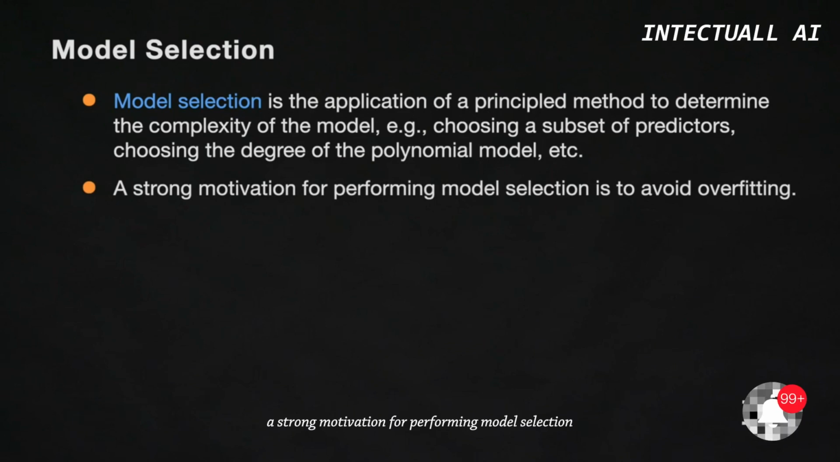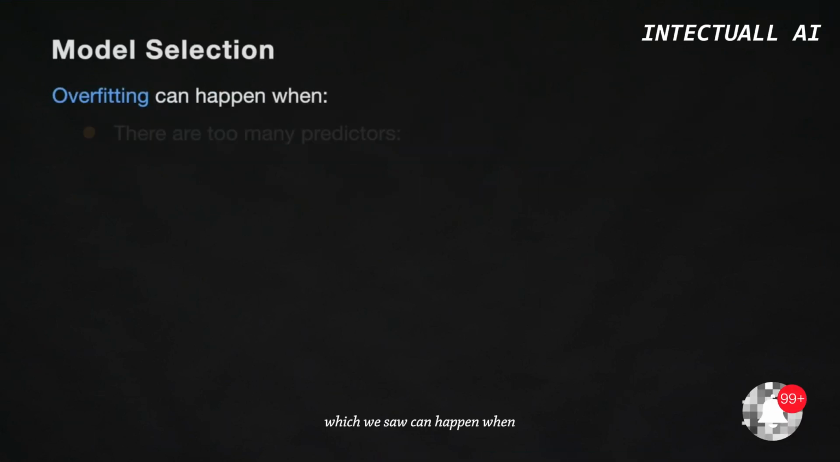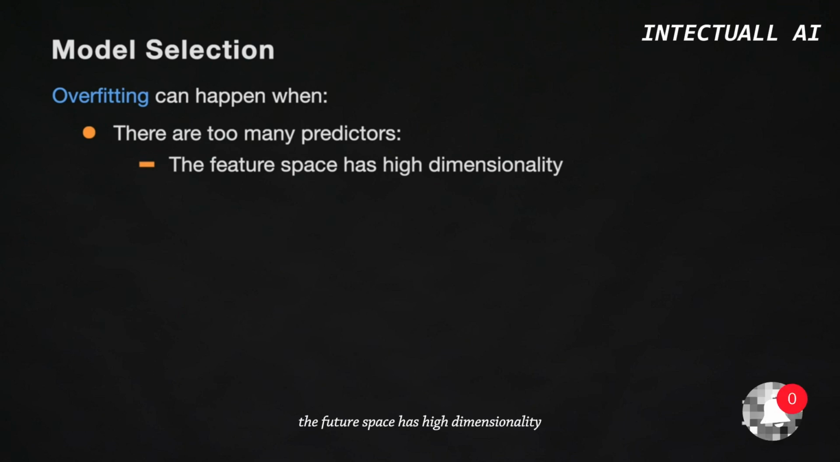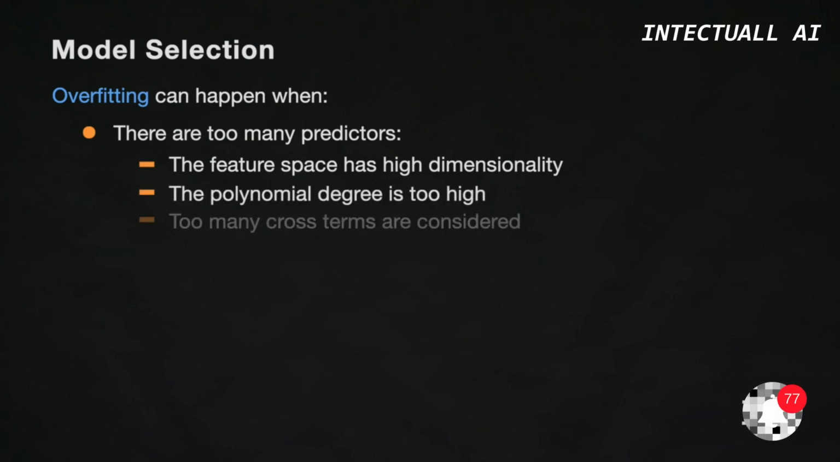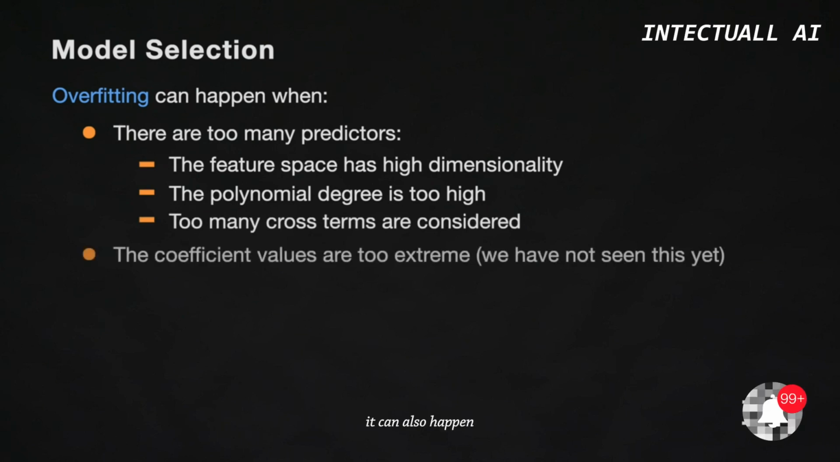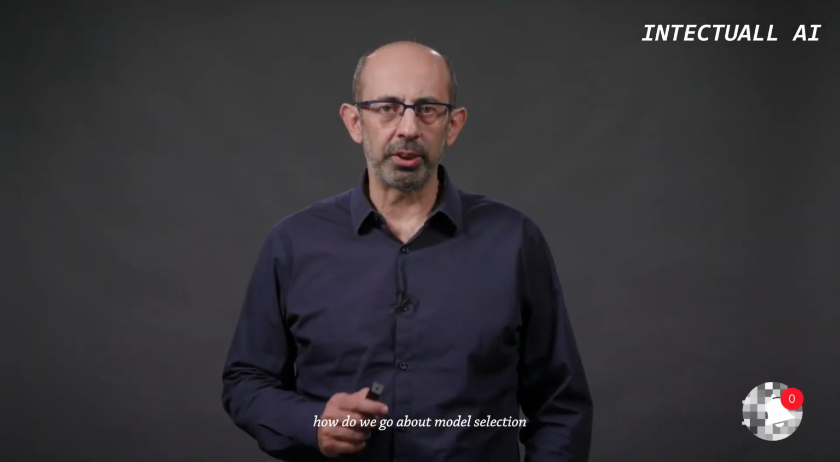A strong motivation for performing model selection is to avoid overfitting, which we saw can happen when there are too many predictors, the feature space has high dimensionality, the polynomial degree is too high, and we consider too many cross terms. It can also happen when the coefficient values are extreme. We have not seen this yet, but we will in the next sections. How do we go about model selection?